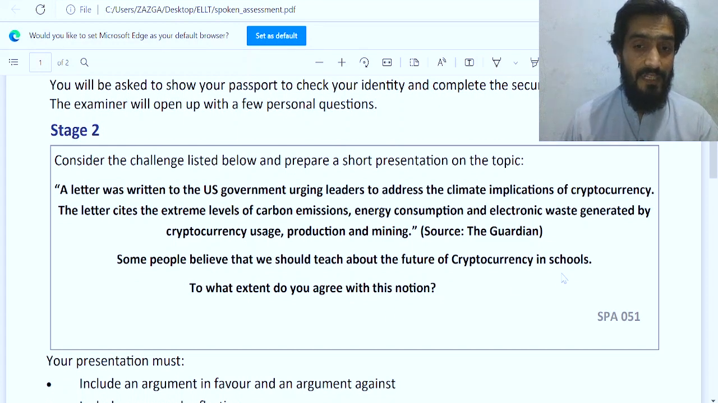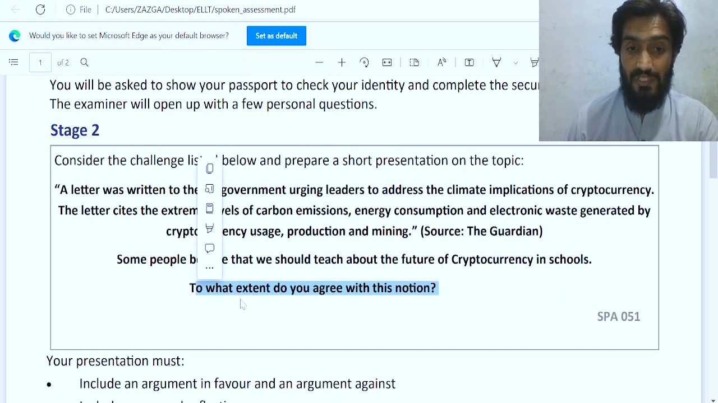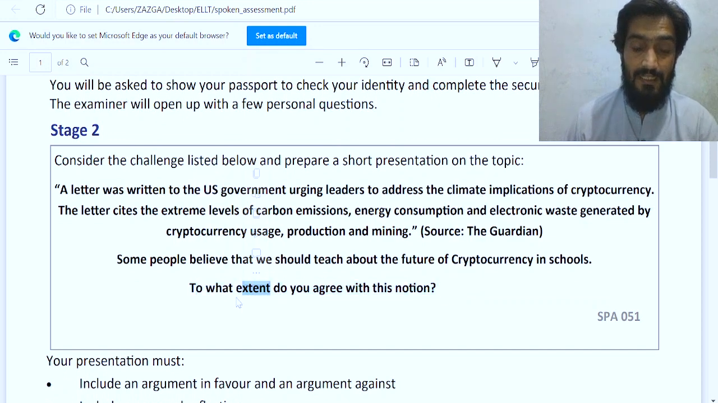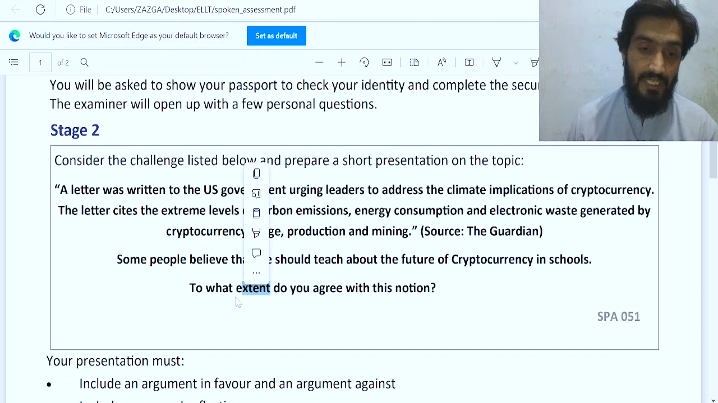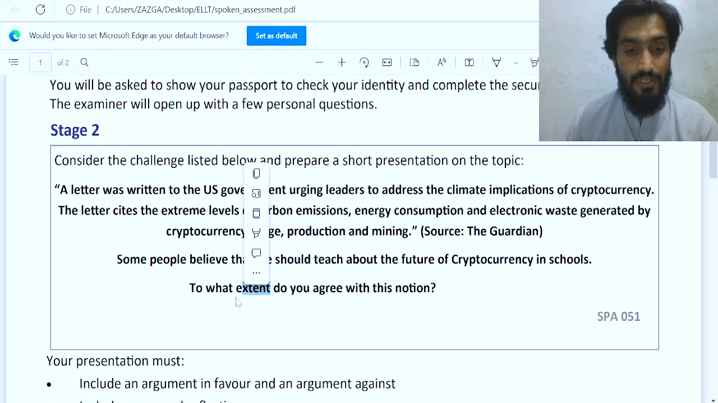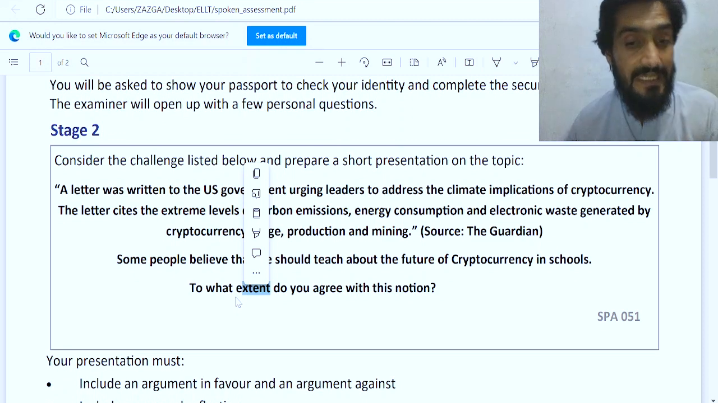But some people believe that future depends on cryptocurrency or digital currency. To what extent do you agree with this notion? Now you have to answer this question. To what extent? Do you agree, partially agree, or completely agree? Do you partially disagree, or do you completely disagree?